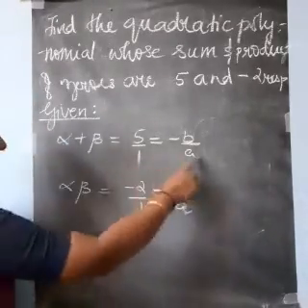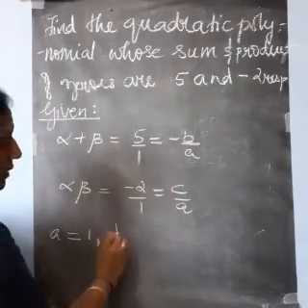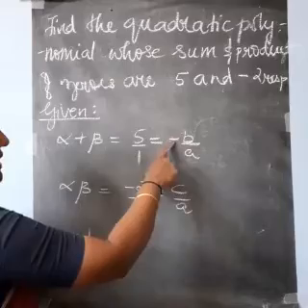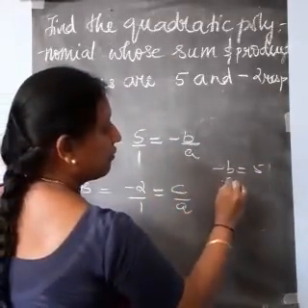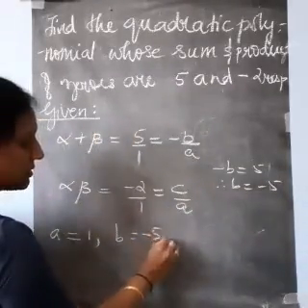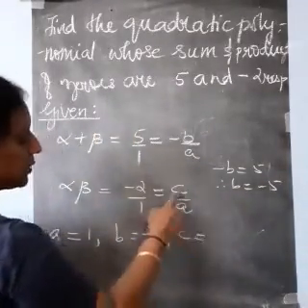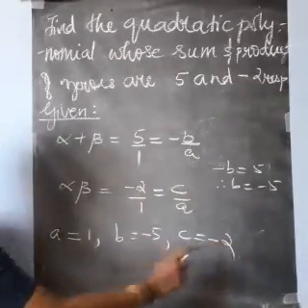So in both cases we find a is 1. So what do I get from this? A is 1. What is b equal to? Minus b is 5. Minus b is equal to 5. Therefore b is equal to minus 5. So you get b is equal to minus 5 and c is equal to minus 2. So now I know a, b and c.